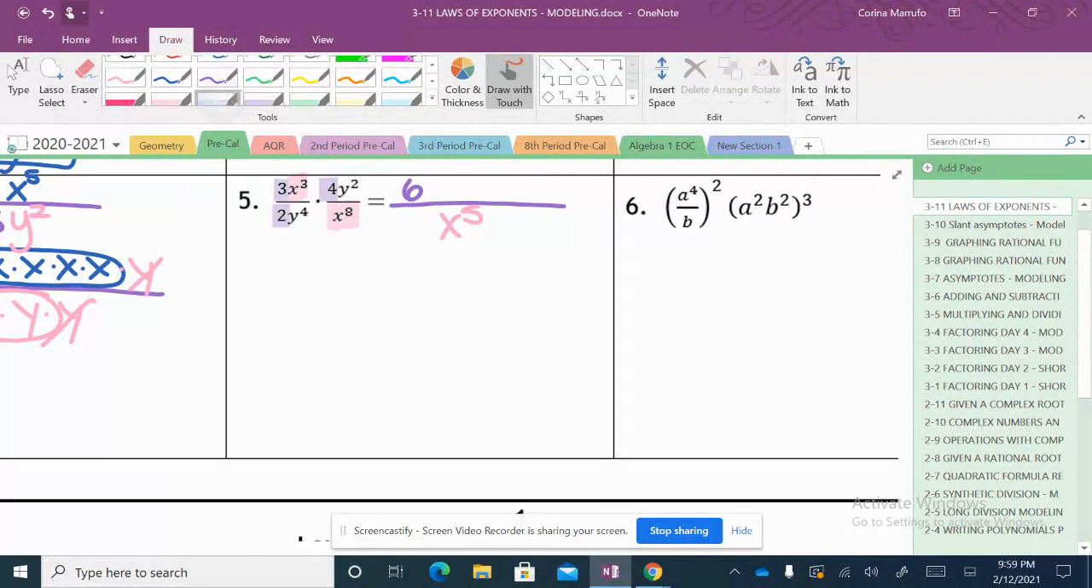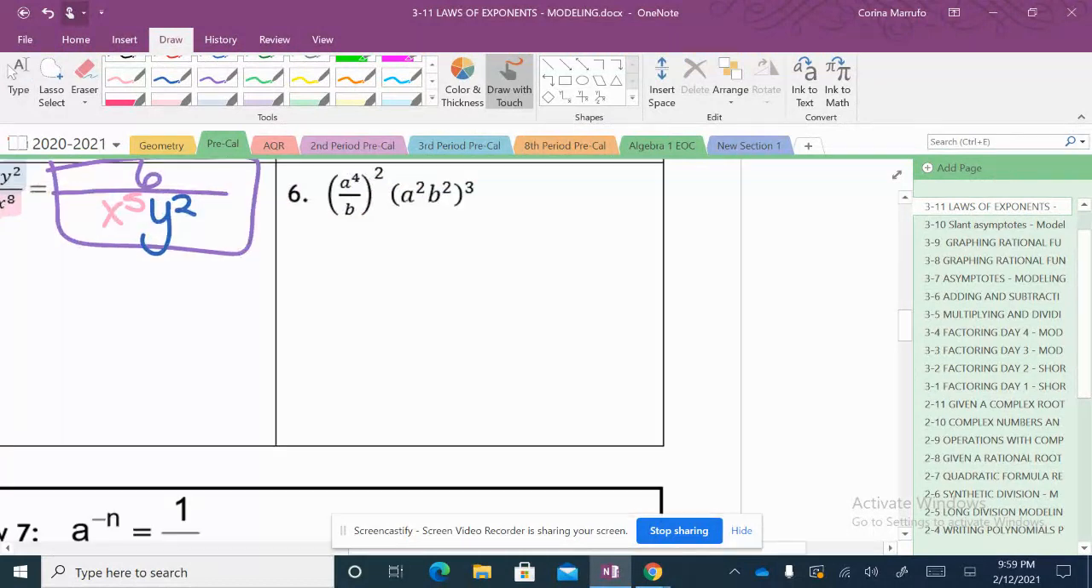Then we go ahead and look at the y. So on the bottom I have y to the fourth power, on the top I have y squared. So when I do 2 minus 4, that gives me negative 2. So that means it's going to go on the bottom as well. You don't have to put the negative because we did move its location. I'm going to move this 6 to the middle. And there you go, that's it.